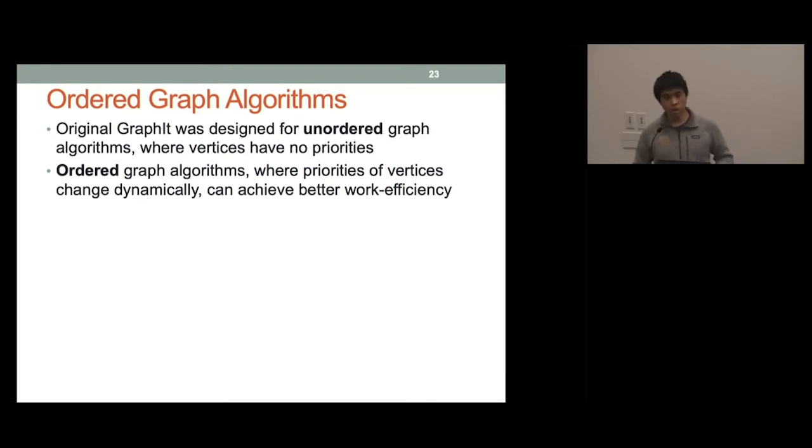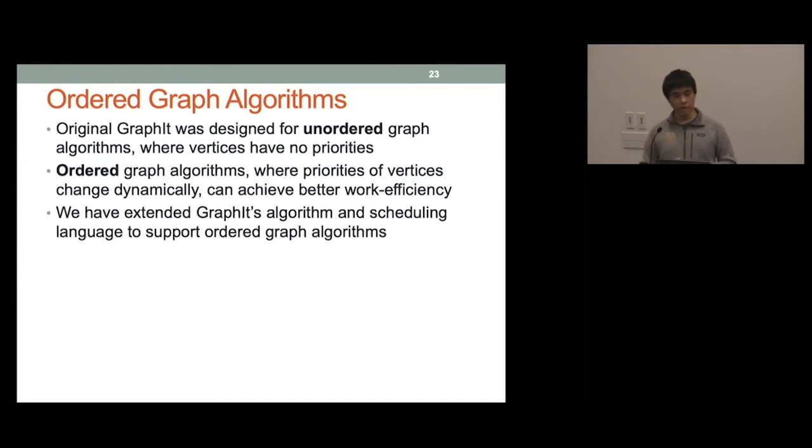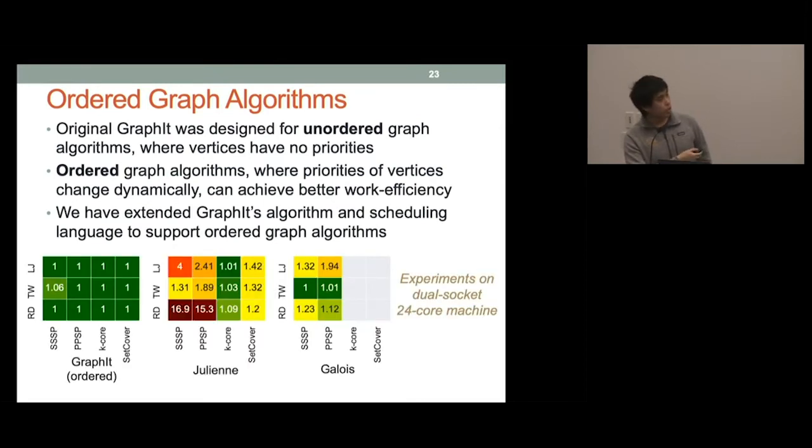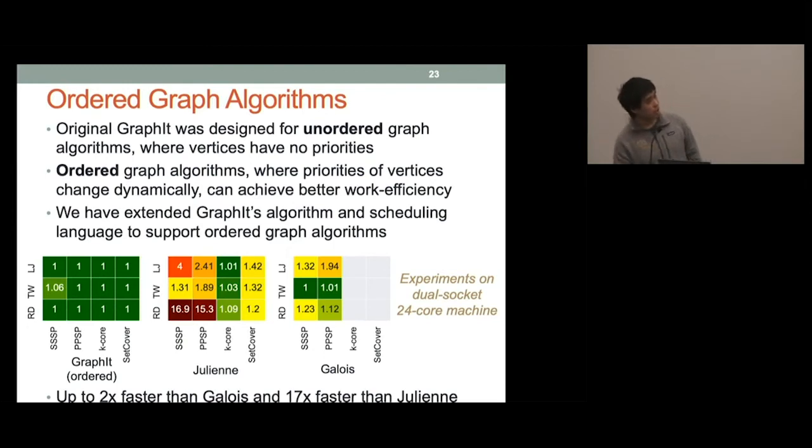I'm not going to go into too much detail about these specific algorithms, but I just want to say that we've recently extended the algorithm and scheduling language in GraphIt so that we can support them. We needed to add a priority queue data structure to the algorithm language, and then optimizations on this priority queue data structure to the scheduling language. We compared to state-of-the-art graph processing frameworks for ordered graph algorithms, and we found that we're able to achieve the best performance in almost all of the cases. It's up to 2 times faster than Galois, and 17 times faster than Julienne.